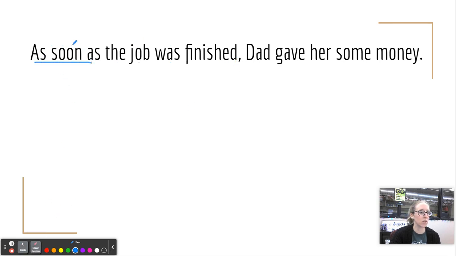We're just going to clear it. All right, so as soon as is the subordinating conjunction. I'm sorry, I messed up. Job. Was, linking verb. Job equals what? Finished is the predicate adjective describing the job. Okay, and then that's modified. Now we've got our independent clause.